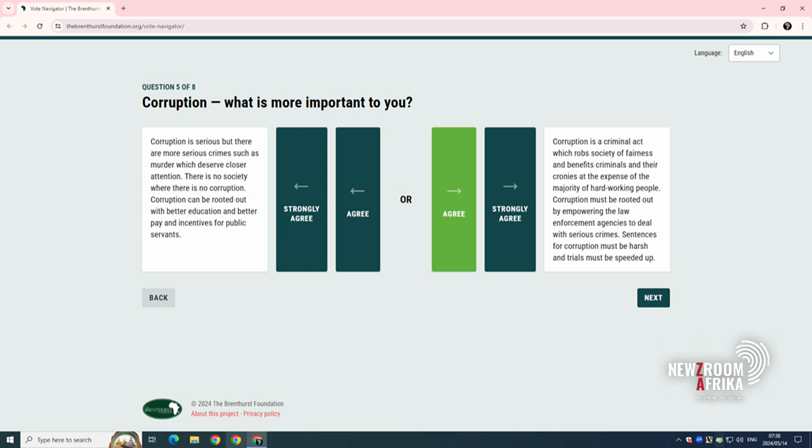So look at this question 5 of the navigator tool. It asks you around corruption, right? The one says, corruption is serious, but there are more serious crimes such as murder, which deserve closer attention. And then on the other side, perhaps you lean on the opposite view, and it says, corruption is a criminal act which robs society of fairness and benefits criminals and their cronies at the expense of the majority.